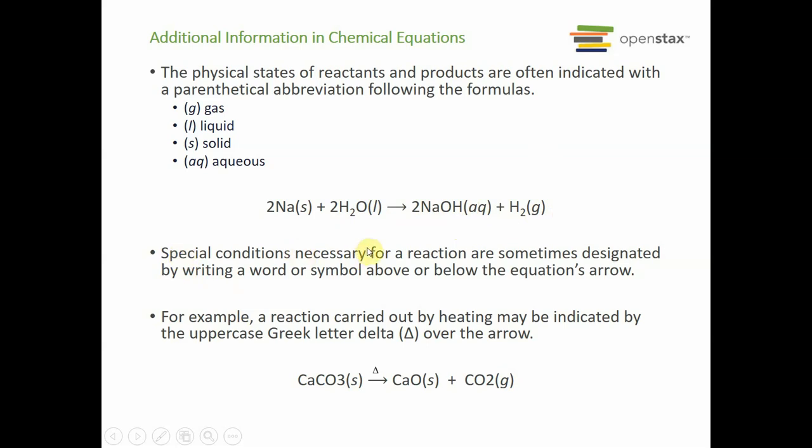Special conditions necessary for a reaction are sometimes designated by writing a word or symbol above or below the equation's arrow. For example, a reaction carried out by heating may be indicated by the uppercase Greek letter delta over the arrow. So that delta is supposed to represent a flame, basically. It means you heat it, and this undergoes this change. And this is calcium carbonate. Under heat, it can be turned to calcium oxide plus carbon dioxide.